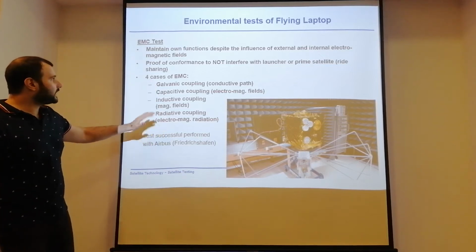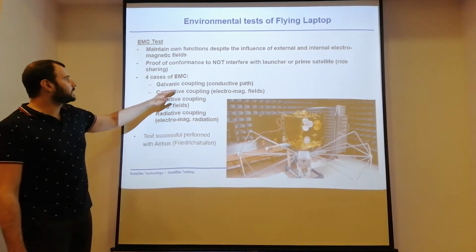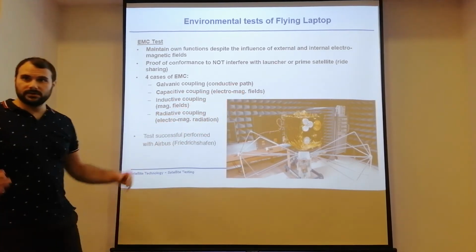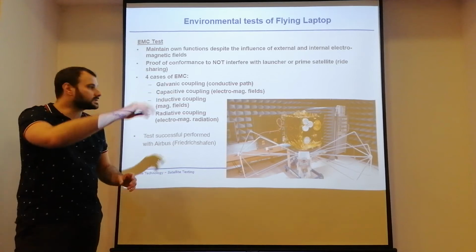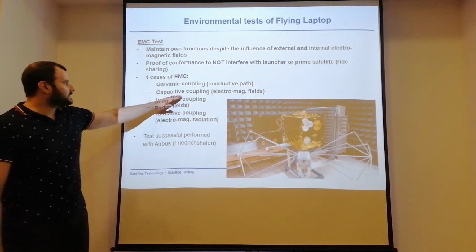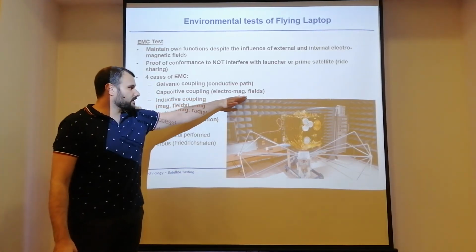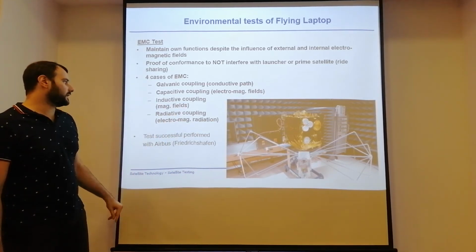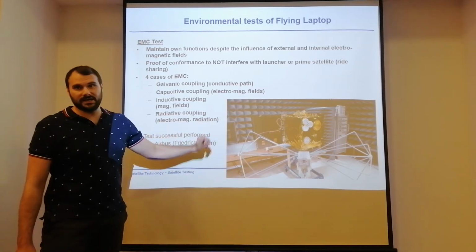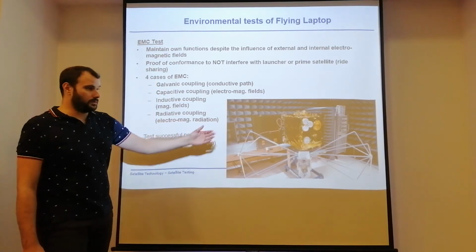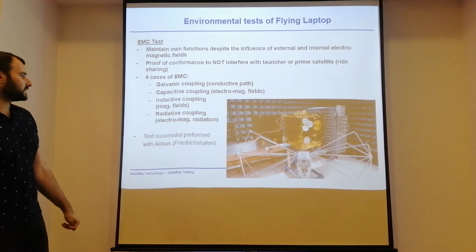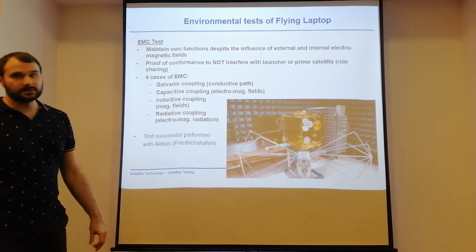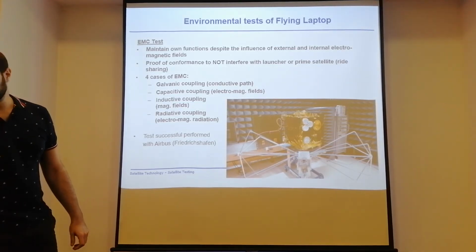Generally, there are 4 cases that we tested during the EMC. You check for galvanic coupling, so you check the conductive path. So is there any EMC that goes through the cables inside of the satellite? You have the capacitive coupling with electromagnetic fields, the inductive coupling with magnetic fields, and the radiative coupling via electromagnetic radiation. Those are the 4 test scenarios you go through within this EMC test chamber. And all the tests were successfully performed with Airbus in Friedrichshafen, Germany.